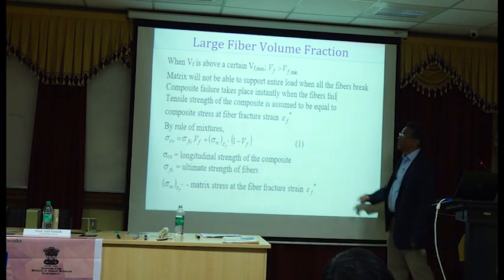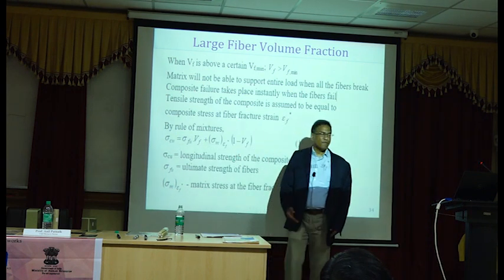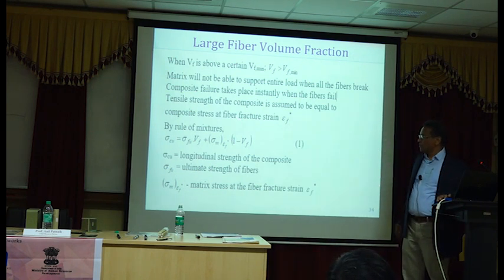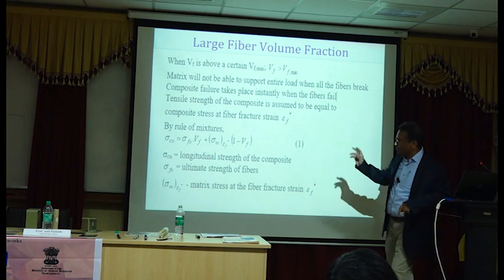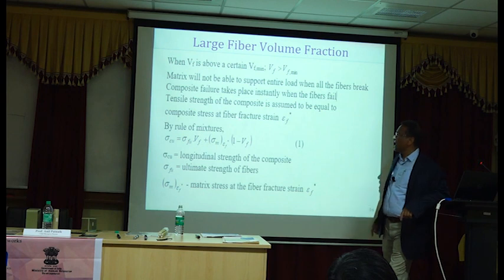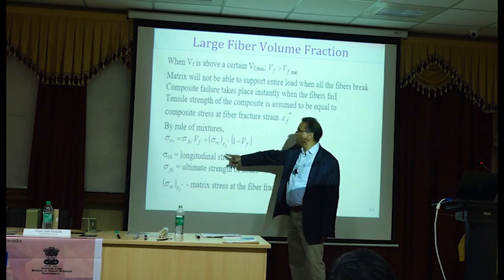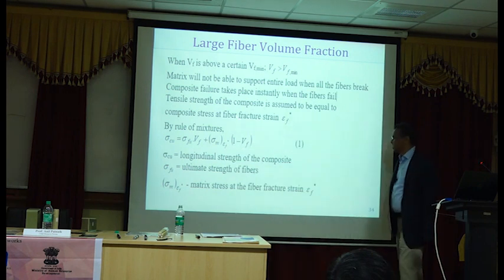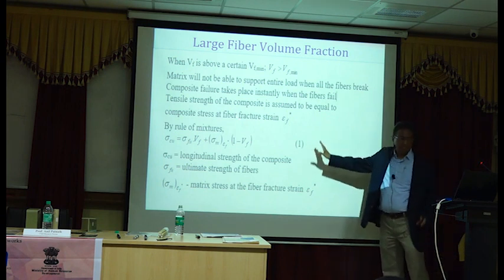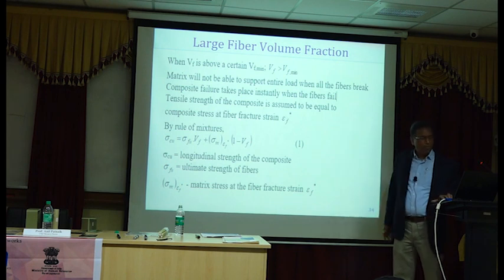So based on the rule of mixtures that we already talked about, we can say sigma cu, which is the failure stress of the composite, equals sigma fu, which is the ultimate strength of the fibers, times volume fraction Vf, plus sigma m subscript epsilon f star, that's your matrix stress at the fiber fracture strain, times 1 minus Vf. So just remember the concept. You don't have to remember the equation because it's all in your notes.